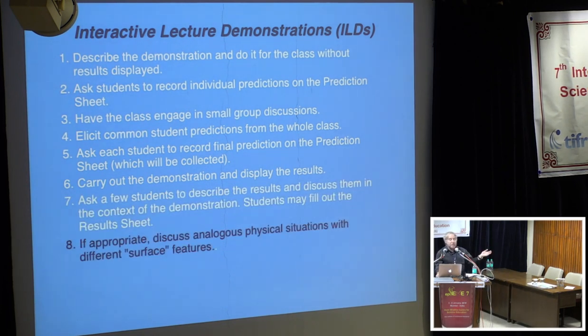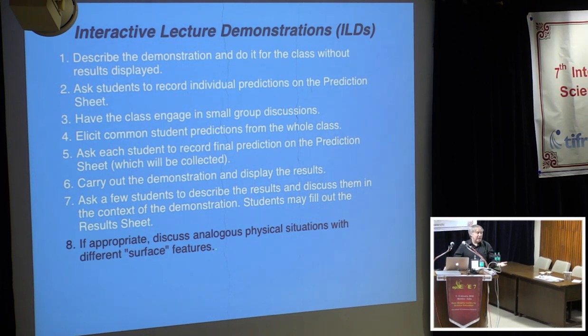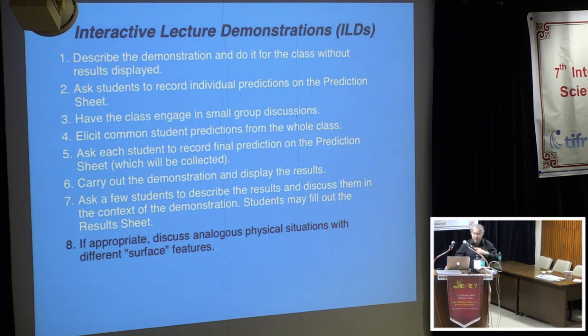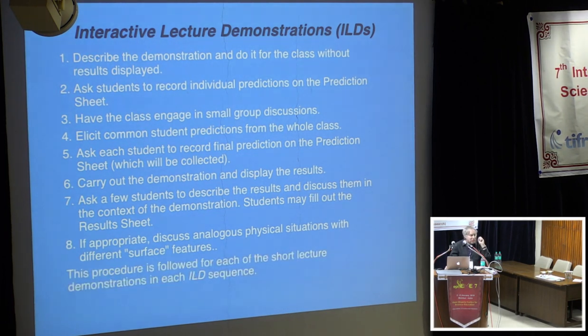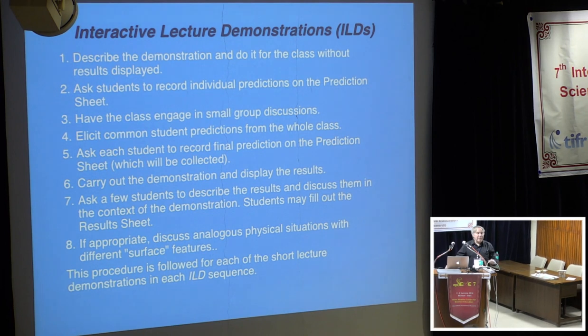If appropriate, discuss analogous physical situations with different surface features. So that was the ball toss. Or sometimes we might discuss an application, because it's not that often that there's a really nice analogy. Often in physics there is, but not really that often. And these steps are done for each demonstration. A prediction sheet might have 6 demonstrations on it that you would do in one class, one after the other.